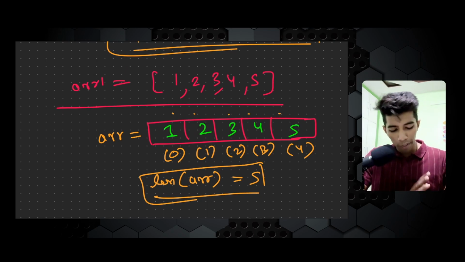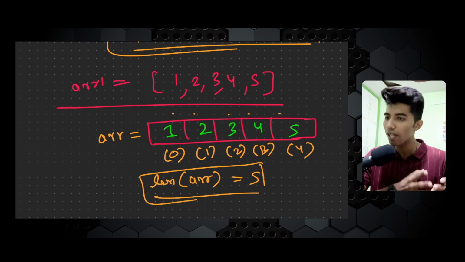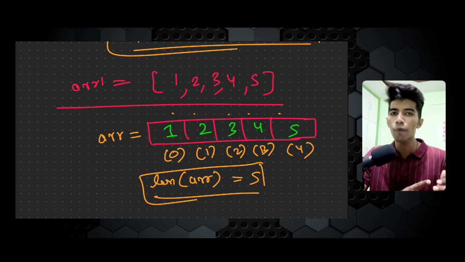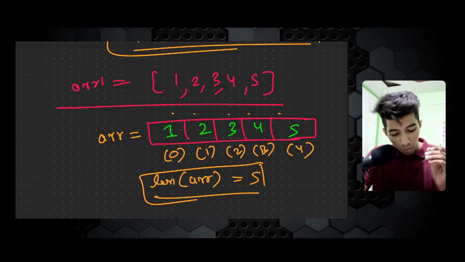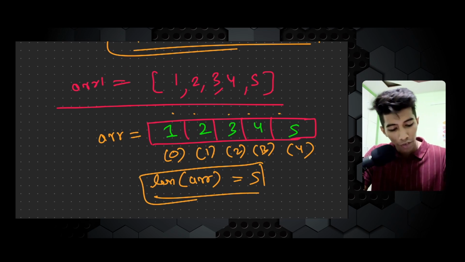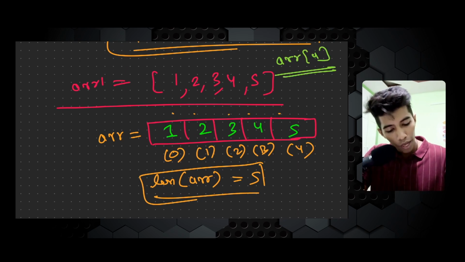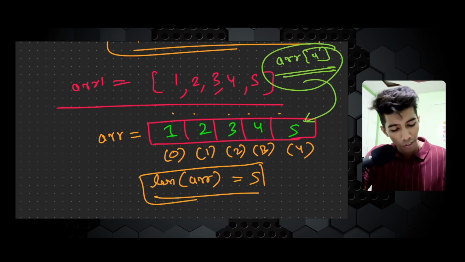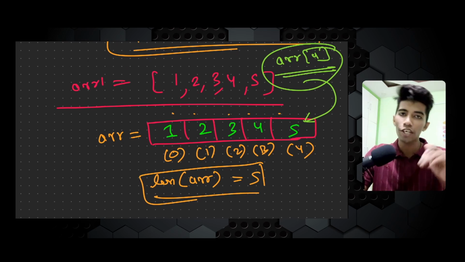So the length is 5, and the index starts from 0. It's a very important concept to notice, as many students make mistakes in this concept. If I want to access the value 5, how can I access it? I will just write array of 4, and like this I will be able to access the value 5. It is as simple as that.